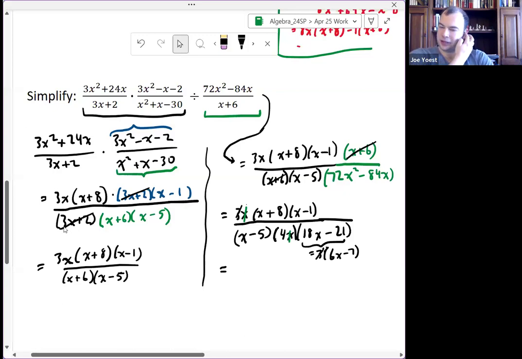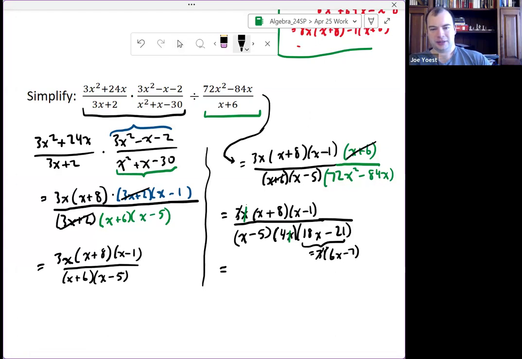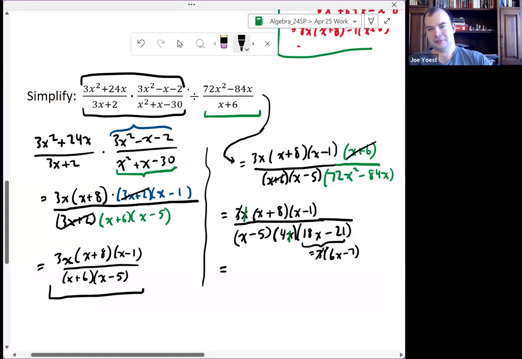I note that at this step the 3x plus 2 divides out, so I can get rid of that. This first product simplifies down to what I have down here: 3x times x plus 8 times x minus 1 in the numerator over x plus 6 times x minus 5 in the denominator. Now I want to take this fraction and divide by this other one. So I have my black rational expression over here, 3x times x plus 8 times x minus 1 over x plus 6 times x minus 5.